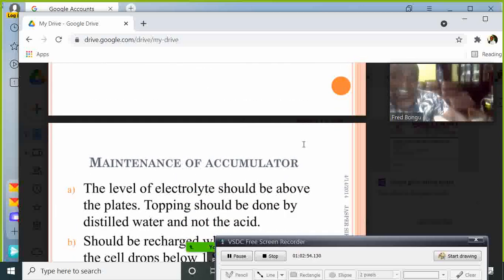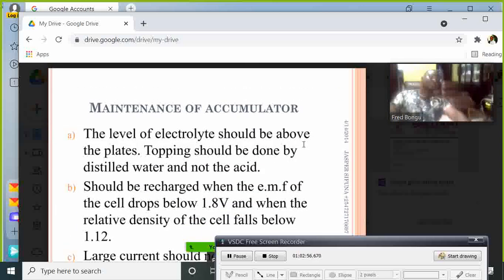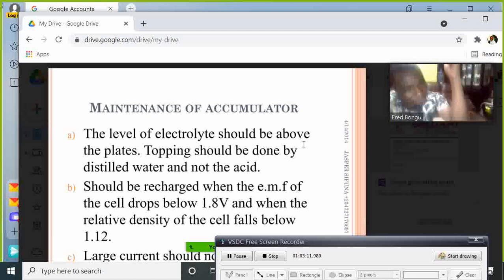Now, these cells must be maintained. For example, a car battery. How do we maintain a car battery cell? When you look at the battery of a car, inside we have an acid. Now we don't call it sulfuric acid, we call it electrolyte. We should always check the level. There's a line for the minimum and a line for the maximum. You should check the level. And if the level goes down, don't add an acid. You add water, distilled water.